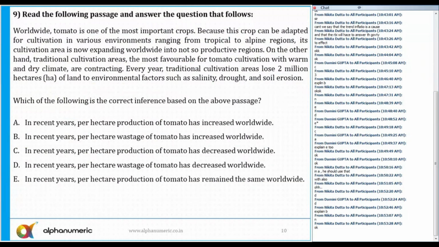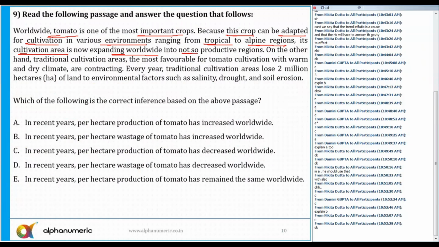Number 9. He tells you worldwide tomato is one of the most important crops. Now this crop can be adapted for cultivation in various environments which range from tropical to alpine regions. Because of this, the cultivation area is expanding worldwide. And tomato is being cultivated even in those regions that are not so productive.